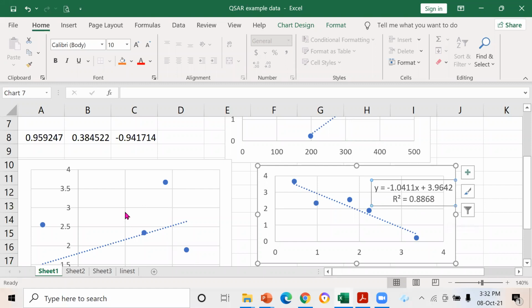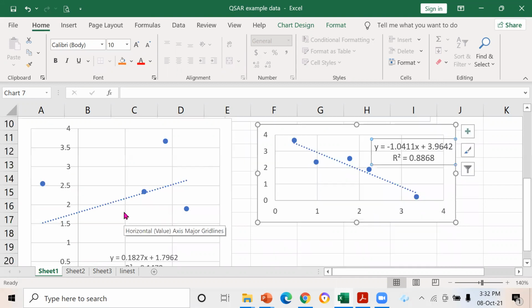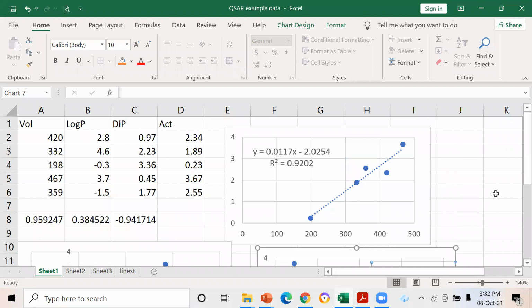If I have this, it is definitely not good. Log P QSAR is very bad. Volume is good, right? So we can use it. You can use Excel to do this type of one parameter model. We can even do a two parameter model.